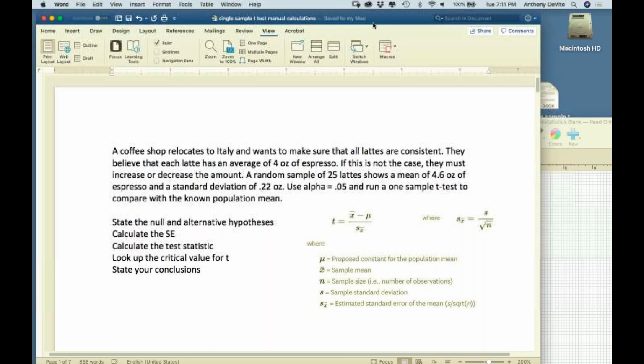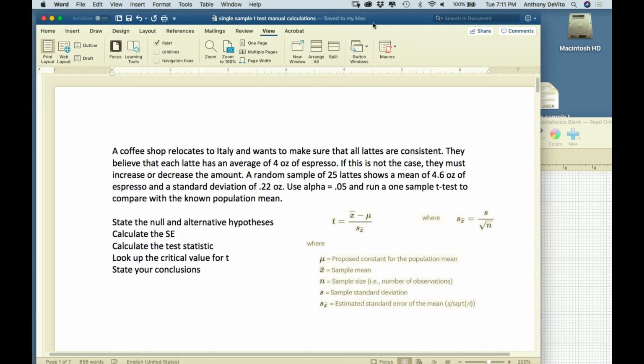So she wants to make sure all the lattes are consistent and believes each latte has an average of 4 ounces of espresso. If that's not the case, then they've got to figure out how to increase or decrease it. They take a random sample of 25 lattes that shows a mean of 4.6 ounces of espresso and a standard deviation of 0.22 ounces.